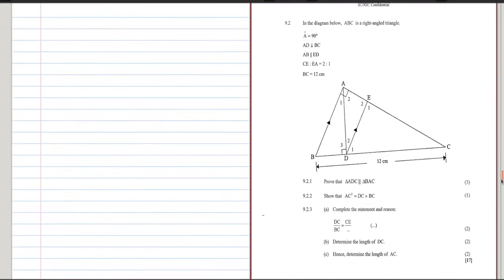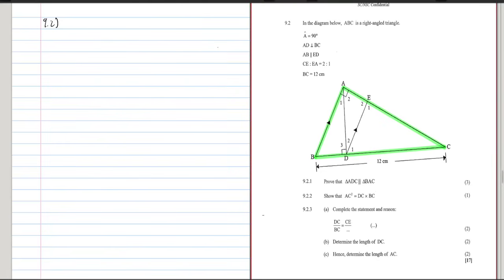Then we jump to 9.2, the second part of the question, where we have in the diagram below, ABCD is a right angle triangle. So that big triangle on there is a right angle triangle. This green triangle ABC, that's a right angle triangle.